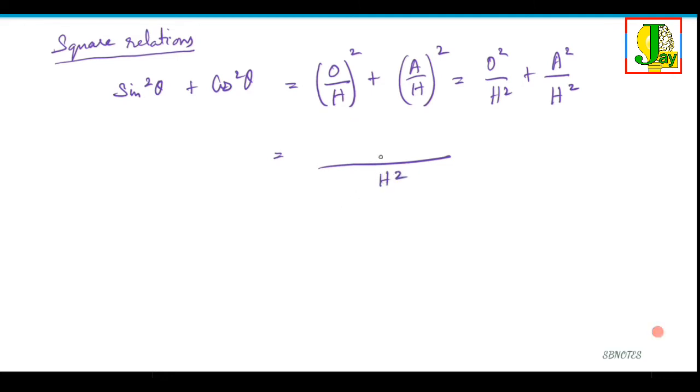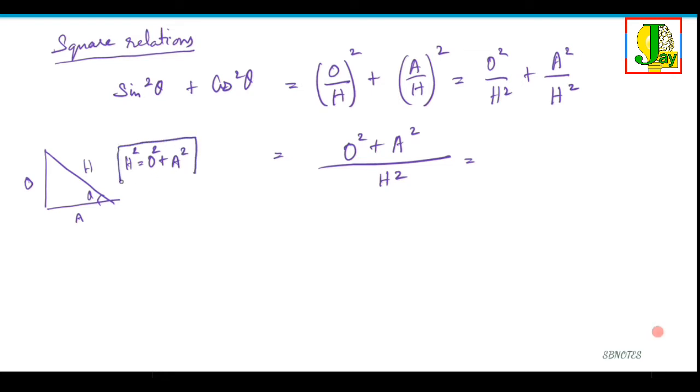LCM is h square and o square plus a square. Now if you see a right angled triangle, suppose this is the theta, then this is opposite, this is adjacent, this is hypotenuse. We know by Pythagoras theorem that h square equals this side square plus this side square. The largest side is hypotenuse. The square of hypotenuse is equal to the sum of the square of the other two sides. This is Pythagoras theorem.